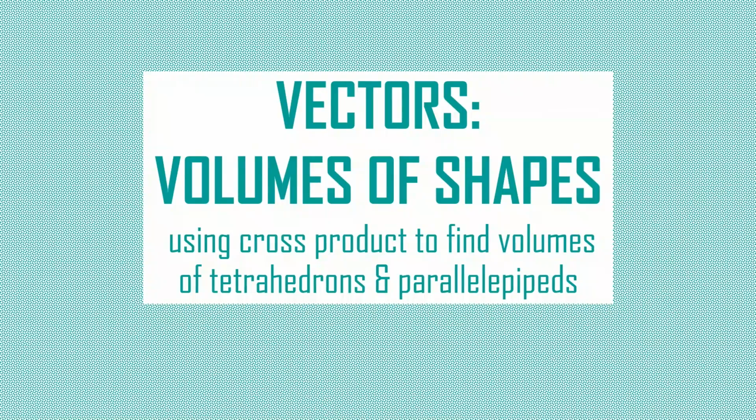Hello, we're back with another further maths video, and today we're calculating the volumes of 3D shapes, but because it's further maths, we're going to do that using vectors. And to do this, we're going to make use of something called the scalar triple product, which is where you do the cross product of two vectors, and then you do the dot product of that result with a third vector.